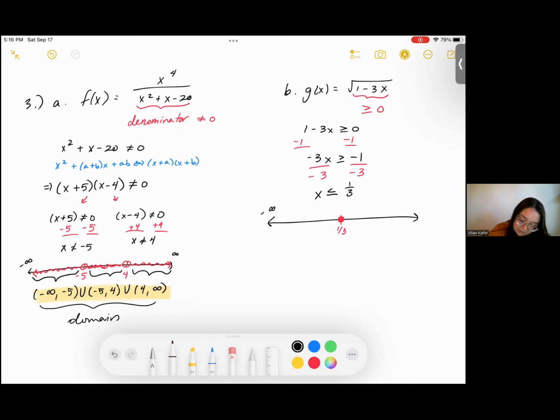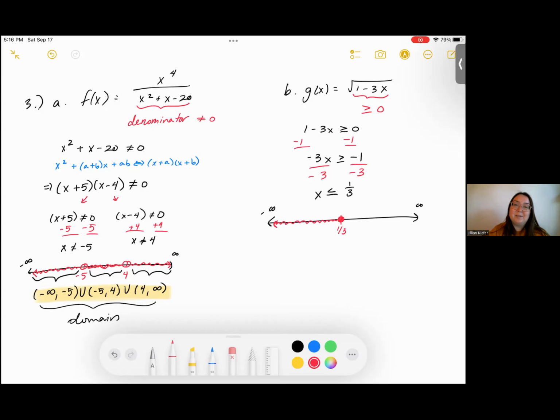Since our number line goes from negative infinity to infinity, and we're saying that it's anything less than 1/3, we're going with all the numbers on the number line to the left, because these will be numbers like 0, which is less than 1/3, and negative 5, which is less than 1/3, and all the way down to negative infinity. So this is the side of our graph that follows the interval.